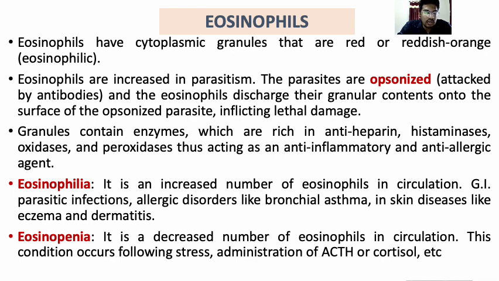Eosinopenia is a decreased number of eosinophils in circulation. The condition occurs following stress, or administration of ACTH or cortisol. ACTH is adrenocorticotropic hormone.